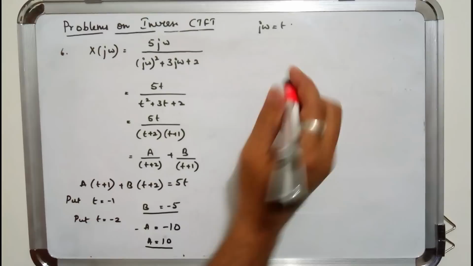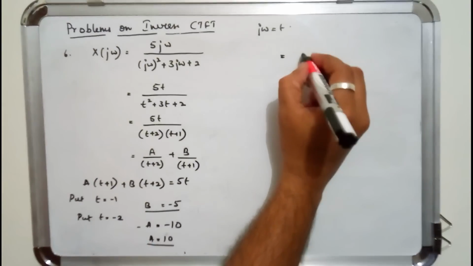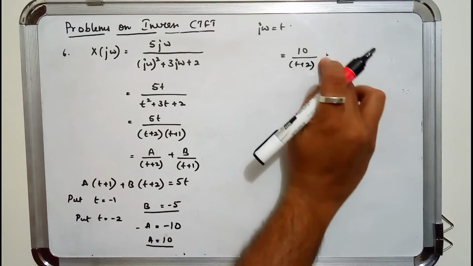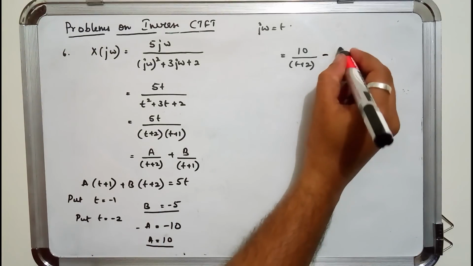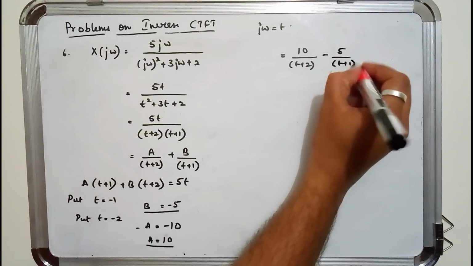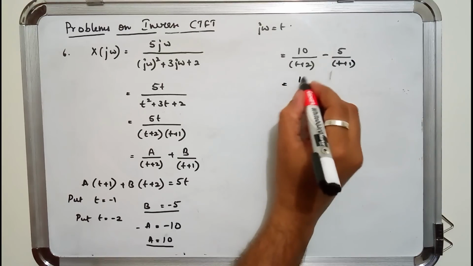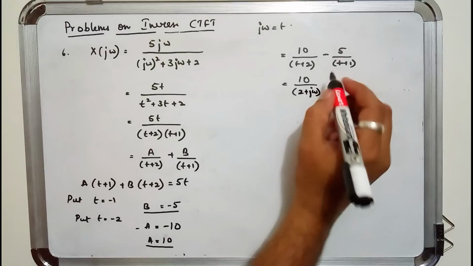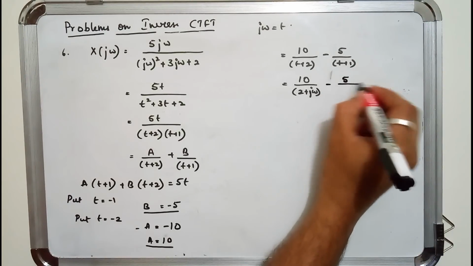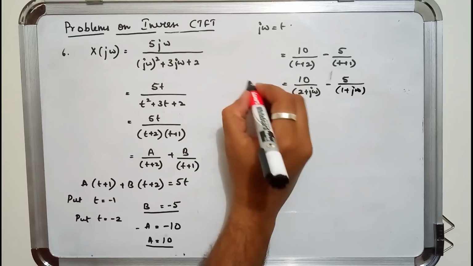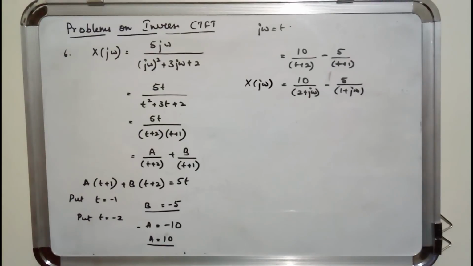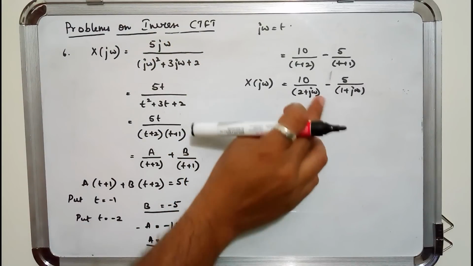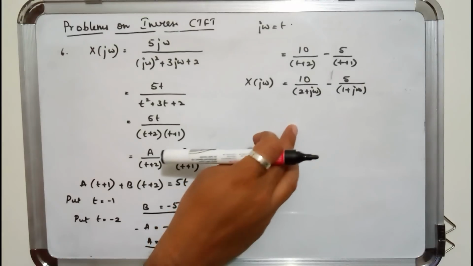So this partial fraction expansion is 10 divided by t plus 2 plus, the second b term is minus, so minus 5 divided by t plus 1. Now if I replace it back, 10 divided by 2 plus j omega, in place of t I will substitute it as j omega, minus 5 divided by 1 plus j omega. This is my x of j omega. So I was able to convert the rational function into a sum of two functions whose inverse Fourier transform we already know.